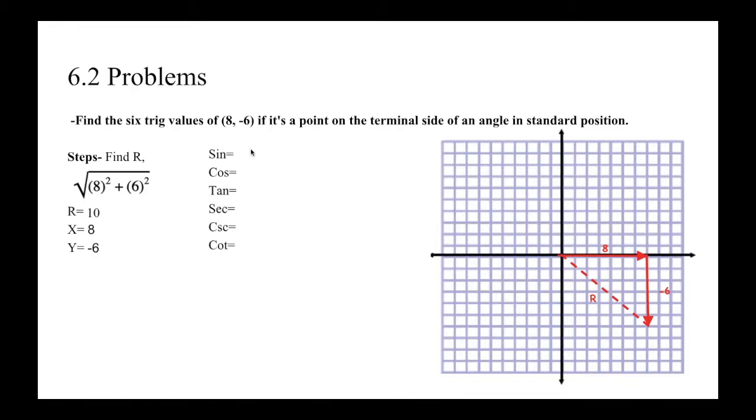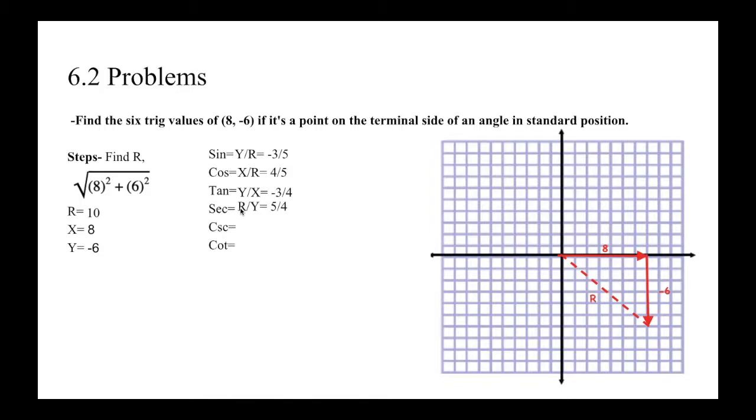First, we find sine, which is y divided by r, which simplified is -3 divided by 5. Next, we find cosine, which is x divided by r, which is 8 divided by 10, which simplifies to be 4 divided by 5. Then we find tan, which is y over x, which is -6 divided by 8, simplified is -3 divided by 4.